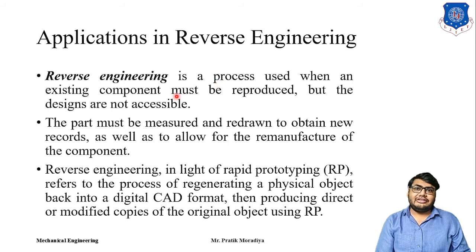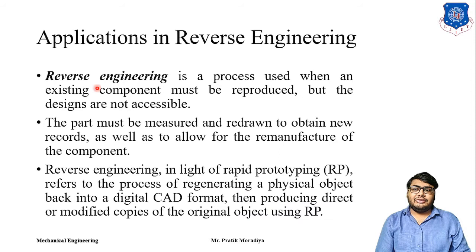So, you have an existing component and you want to produce the same component, or you want to do some modification in it, but you do not have any design with you. So what we do, first we identify the component and we make a design from that component, and from that design we make the component again. So this is the process of reverse engineering. But what we are doing, we are using rapid prototyping in the reverse engineering. So when you are using rapid prototyping in the reverse engineering, we can do the design part faster, as well as we can produce the components very fast.